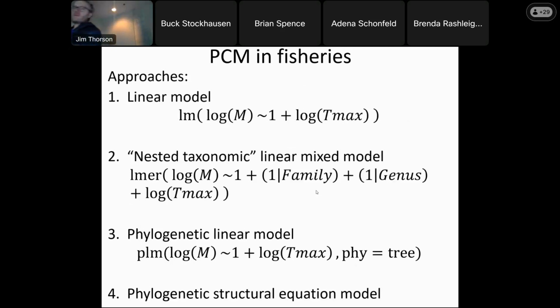So the ways we do this, to infer missing values, sometimes we do a linear model, and that's nice because we know how to do it. We can do a nested taxonomic linear model, and this is where people want to get fancy and have a methods paper on the same thing.